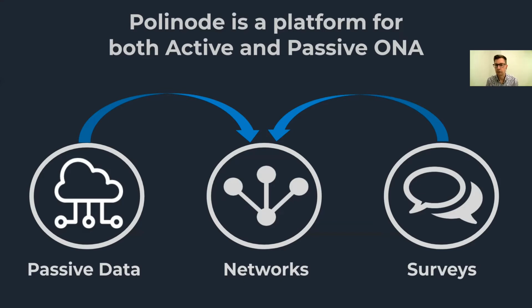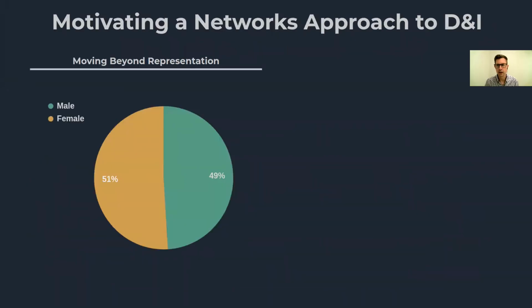Polinode is a platform for both passive ONA, in the sense that we can connect to Office 365, to Google Workspace, to Slack, and so on to collect that data, as well as for active organizational network analysis, because we have a fully integrated relationship-based survey tool that allows you to collect that data. And regardless of where that data comes from, it ends up as interactive networks that you can visualize and analyze in Polinode. So with that as background, let's chat a little bit about networks and diversity and inclusion.